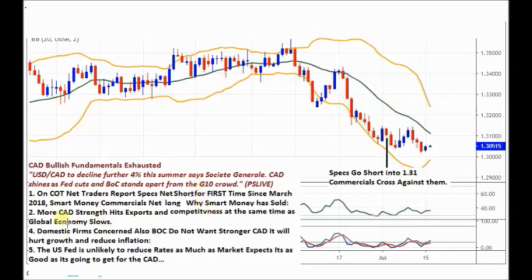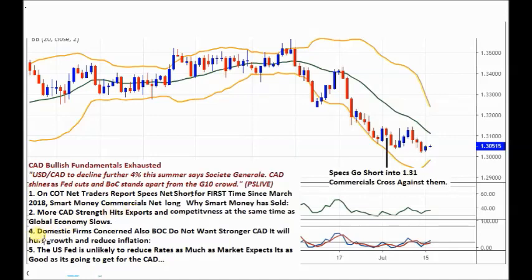The commercials can see that more CAD strength hits exports and competitiveness, okay, Canadian industry, at the same time as the global economy slows. Also, with the global economy slowing, which it clearly is, that's going to hurt Canada, not just in terms of industry, manufacturing and so forth, also in terms of commodity prices will fall. And Canada's a big exporter.